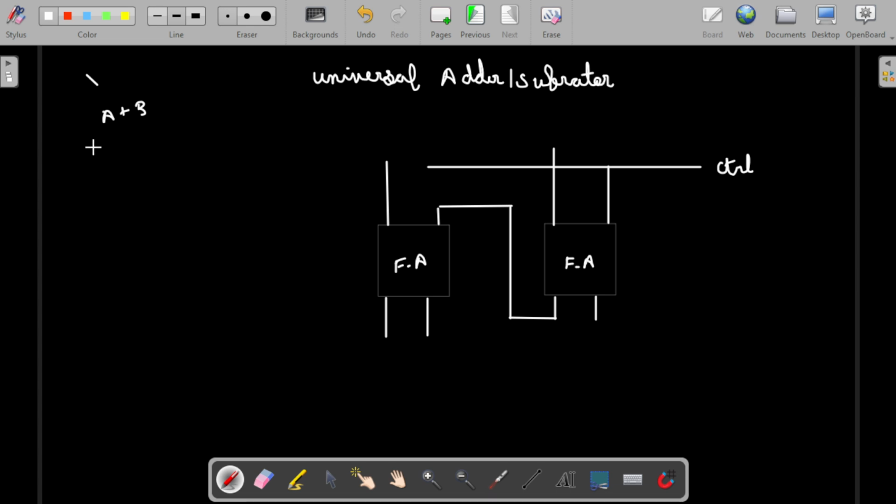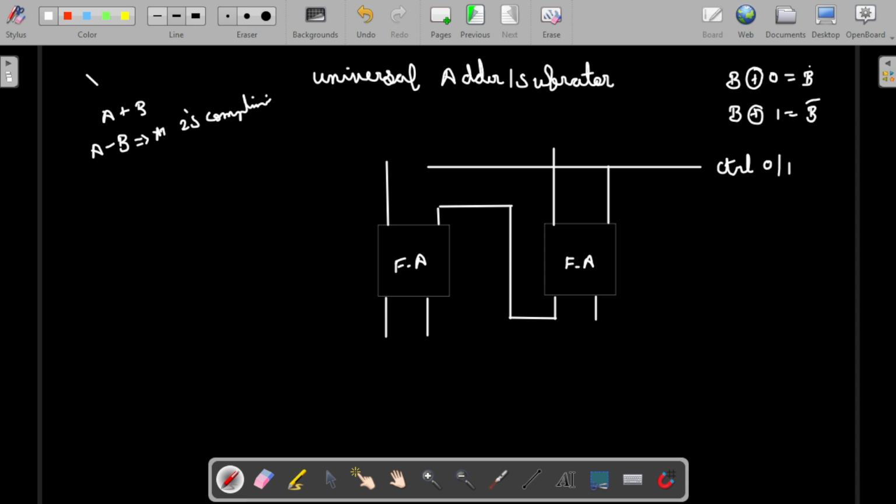But for subtraction, when we go for A minus B, this needs to be written as A plus 2's complement of B. That's why we need to toggle the bit. To do the 2's complement, we are going to invert it. For that we are using the control signal bit. Whenever B is XORed with 0, we will get B. Whenever B is XORed with 1, we will get B bar. So this control signal can be 0 or 1 based upon our need.